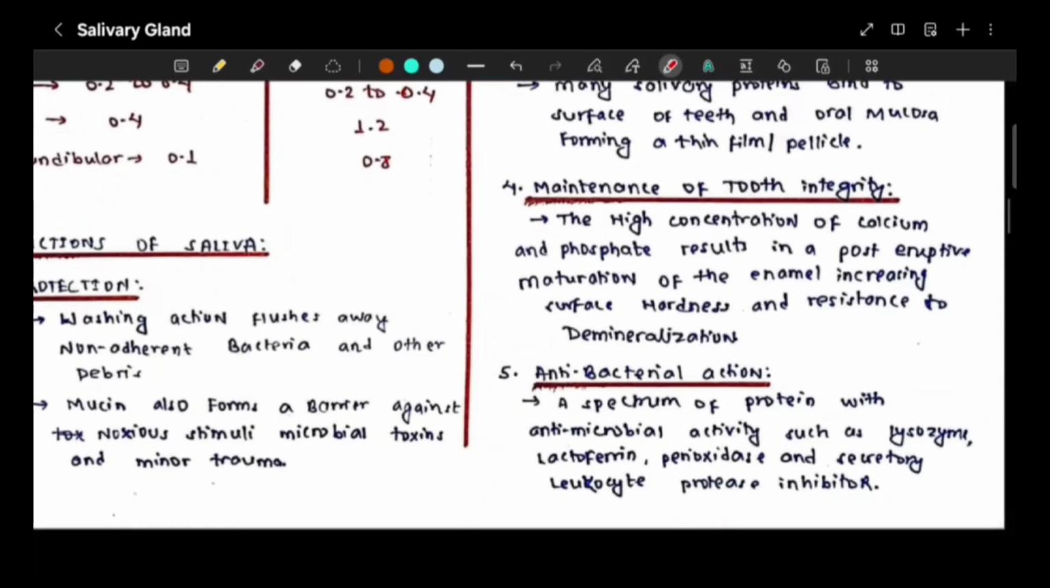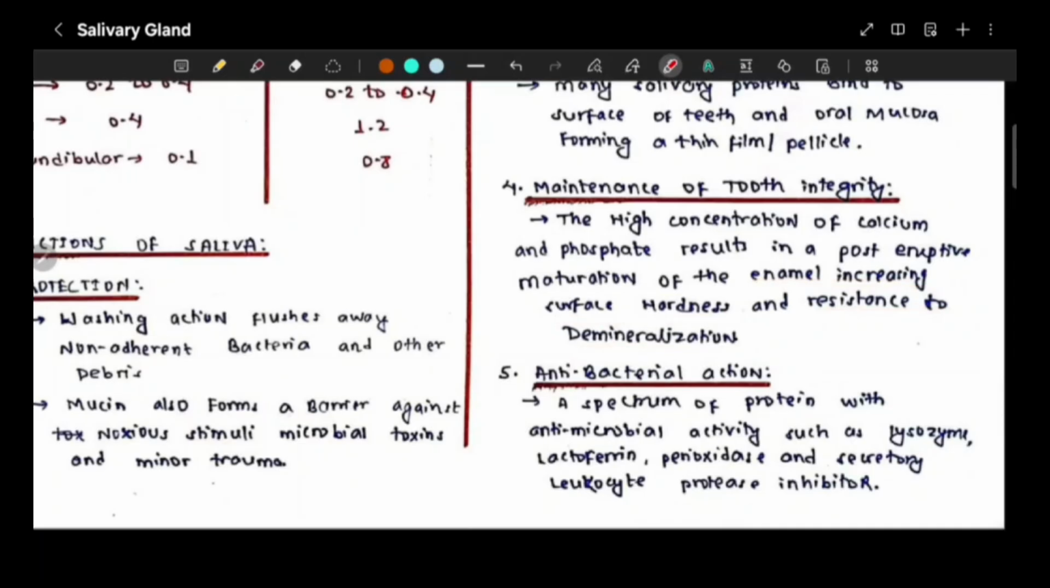After that, maintenance of tooth integrity. The high concentration of calcium and phosphate ions is important, and results in the post-eruptive maturation of the enamel, increasing surface hardness and resistance to demineralization. So, maintenance of the tooth integrity.